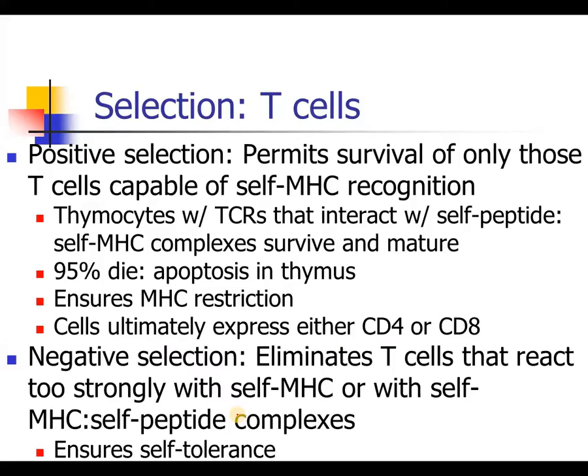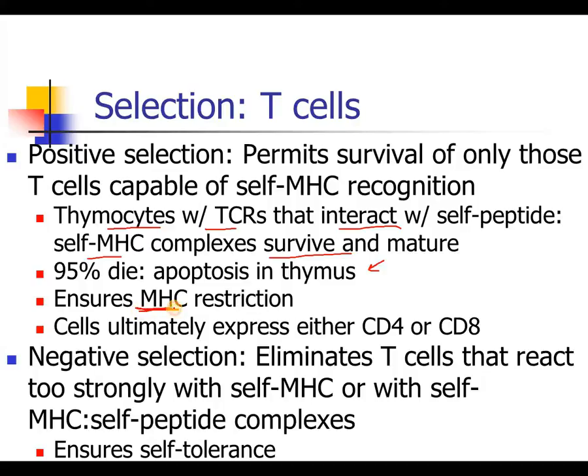Positive selection means that only the T cells that are capable of recognizing self-MHC are going to be selected. So any of the thymocytes with T cell receptors that interact with self-peptide and self-MHC complexes are going to survive and mature. But lots of them are going to die via apoptosis, and this is going to occur in the thymus. So you get MHC restriction. Again, it's like Goldilocks. Not too much, not too little.